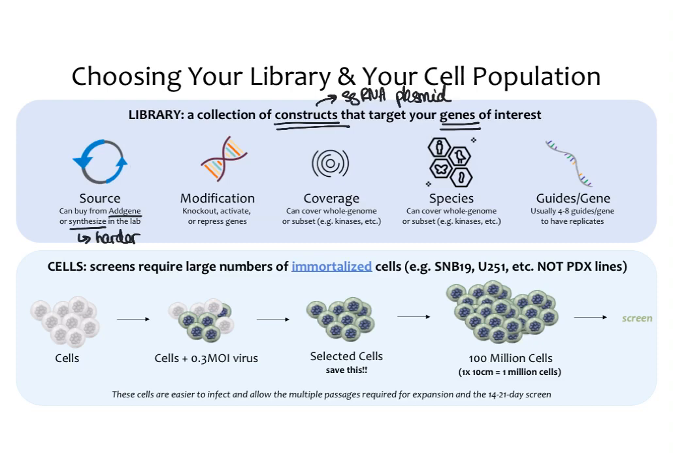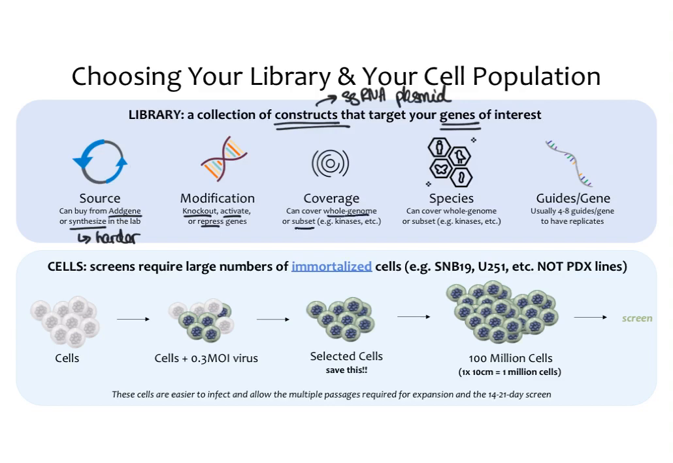You have to think about what kind of library you want. So do you want a knockout library where every single construct knocks out a certain gene? Do you want an activation library, or do you want a gene repression library? So it's more to think about what kind of screen you're doing. You also want to think about whether you want to cover the whole genome or some sort of subset.